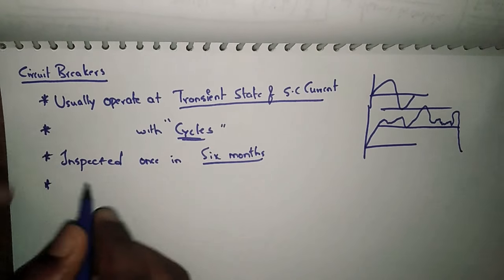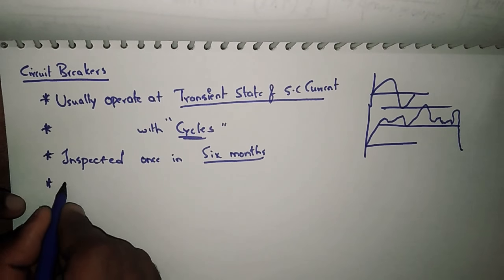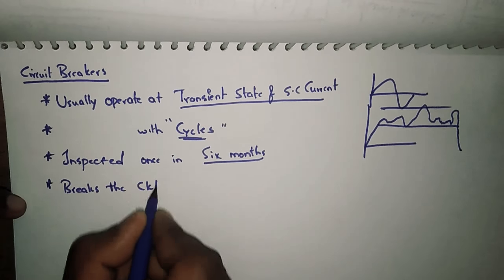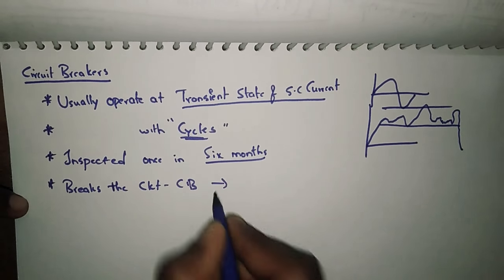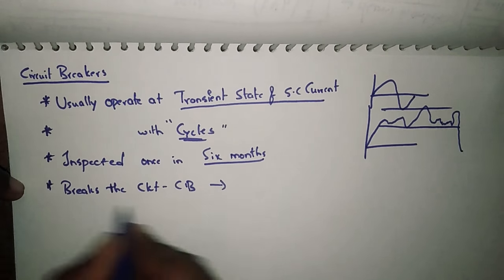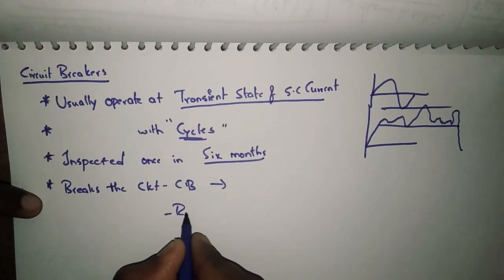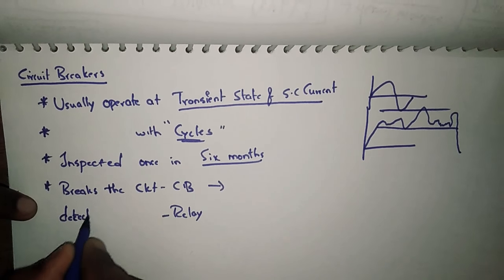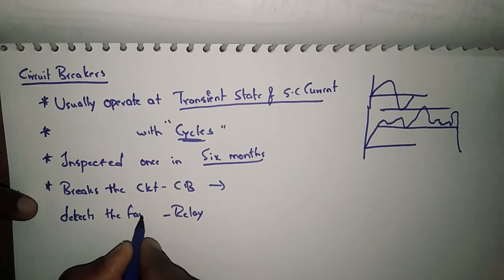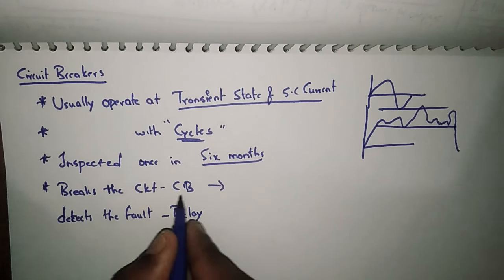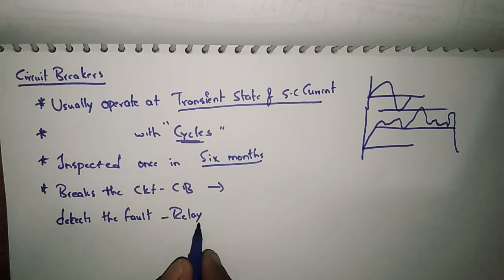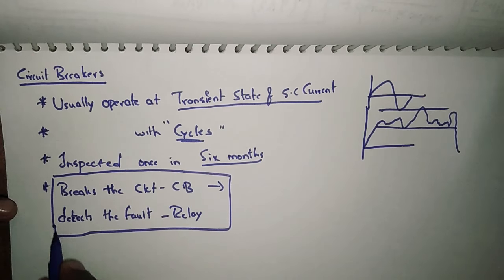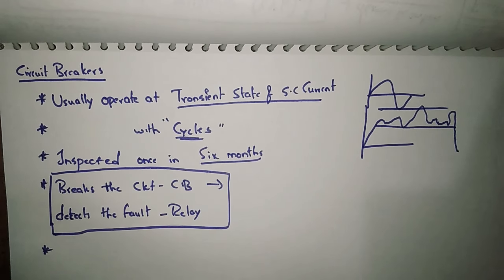So what does a circuit breaker do? A circuit breaker actually breaks the circuit. It is a circuit breaker, whereas a relay detects the fault. So a circuit breaker breaks the fault, a relay detects the fault. So please do make it as a point.